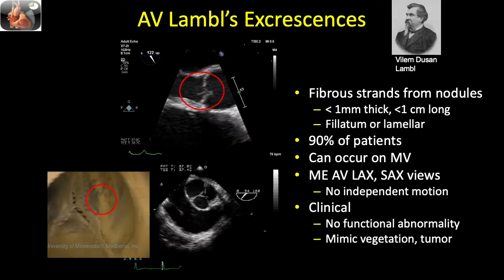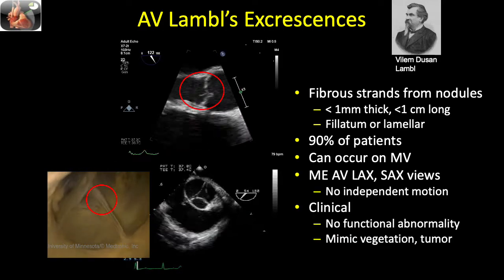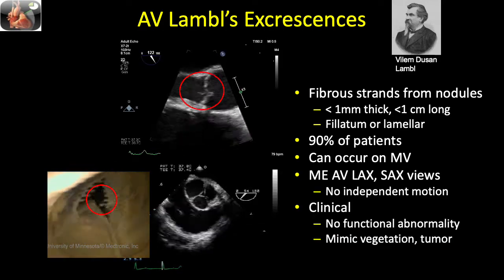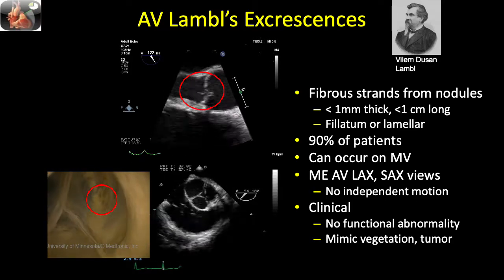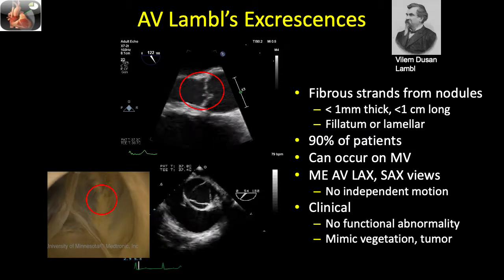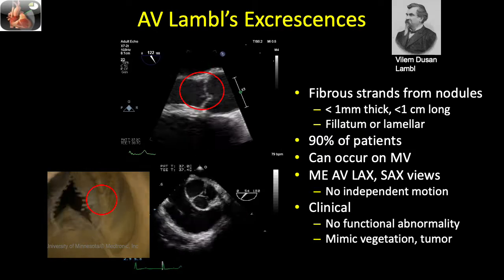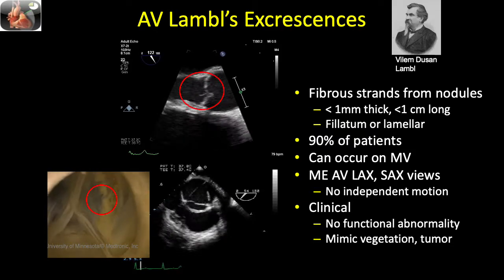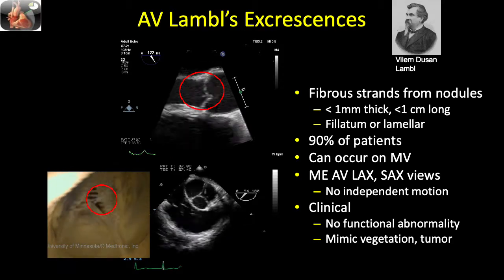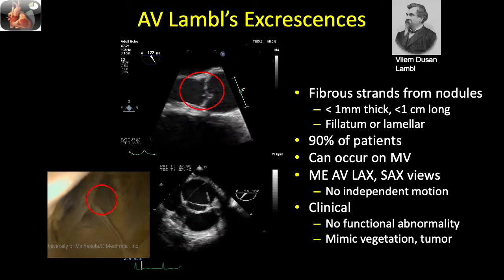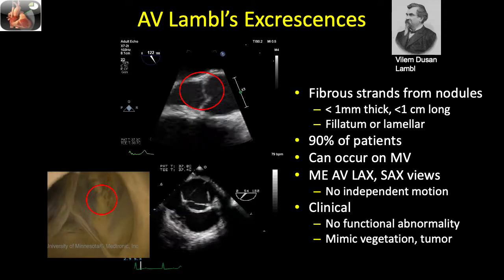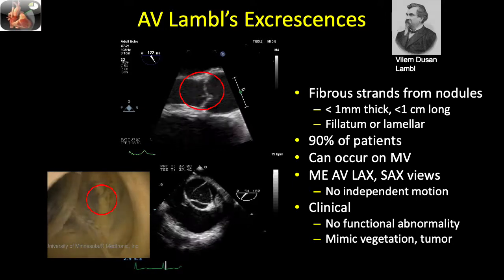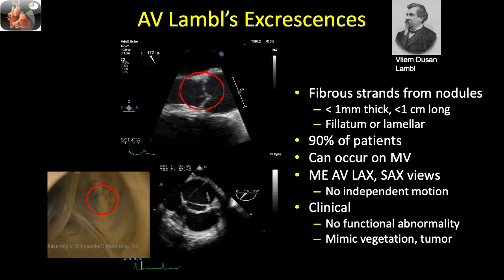They appear as thin mobile threads, less than 1 millimeter thick and less than 1 centimeter long, arising from the free borders of the ventricular surfaces of the aortic leaflets. Adjacent excrescences may stick together to become a giant Lambl's excrescence. They move with valve motion and cause no functional abnormality.